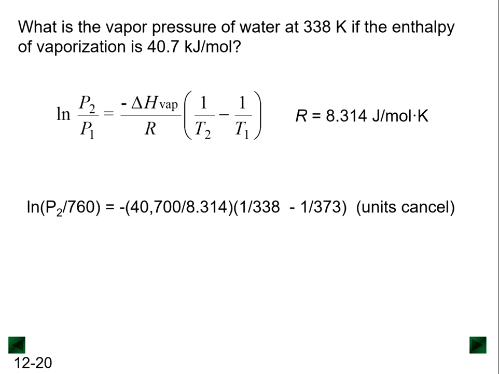So in this case, we've identified P1 as the normal boiling point. So at P1, that's 760 torr, and T1 would be 373 Kelvin, the normal boiling point of water. And if we go through and solve this, we get P2 is 196 torr. It turns out this number is slightly different than the experimentally observed value, the standardized table value, but it's very close. It's within a few percent, approximately a little better than 5%.